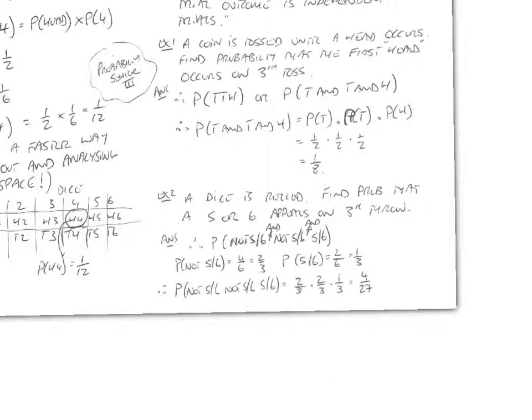A dice is rolled. Find the probability that a 5 or 6 appears on the third throw. What we're looking for is the probability of, on the first throw, not a 5 or a 6, and on the second throw, not a 5 or a 6, and on the third throw, a 5 or a 6. The probability of not getting a 5 or a 6, in other words, getting a 1, 2, 3, or 4, is 4 in 6, which is 2 over 3. And the probability when we throw a dice of getting a 5 or a 6 is 2 in 6, or 1 over 3. So the probability of not getting a 5 or 6 on the first throw, and not getting a 5 or 6 on the second throw, and getting a 5 or 6 on the third throw is 2/3 by 2/3 by 1/3, which is 4 in 27.